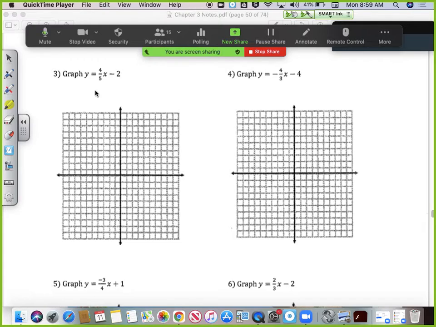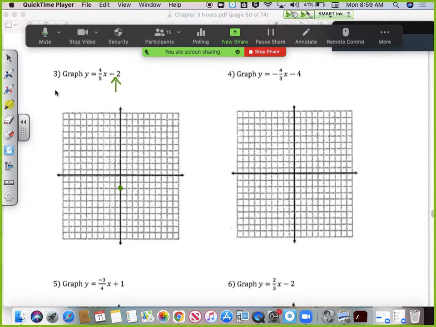The first thing we have to do is identify the y-intercept. The y-intercept is the plain number on the end. Because it's a minus 2, that means the y-intercept is negative 2. So you make a point at 0, negative 2, or just at negative 2 on the y-axis. That is your starting point.